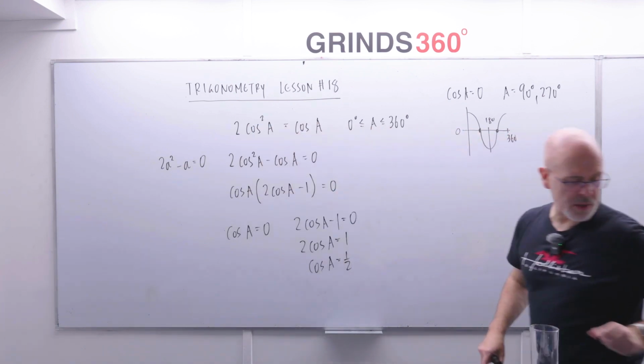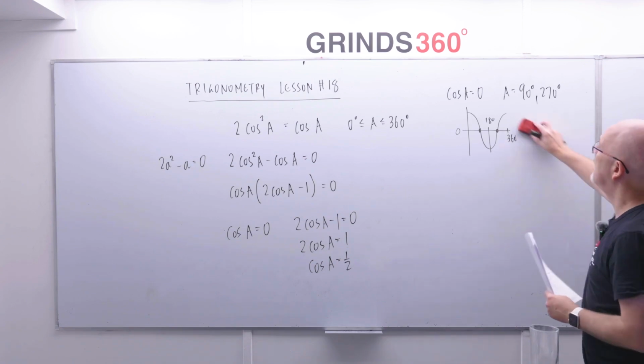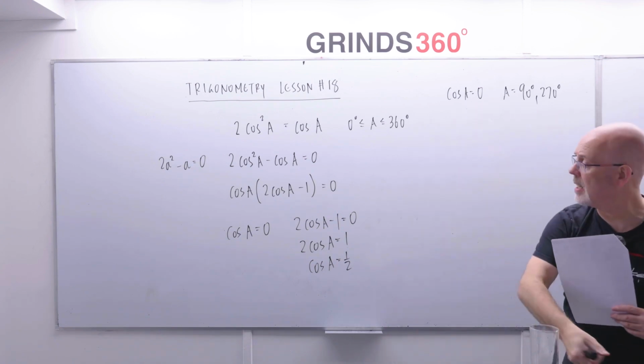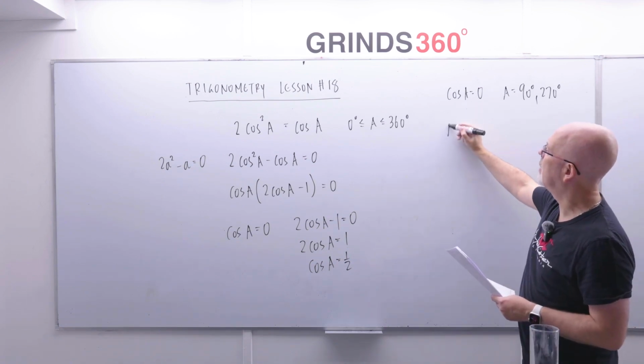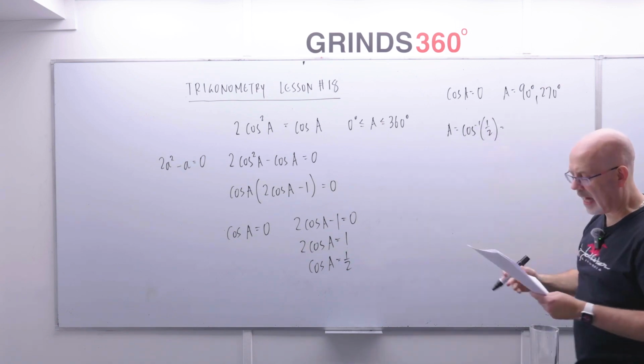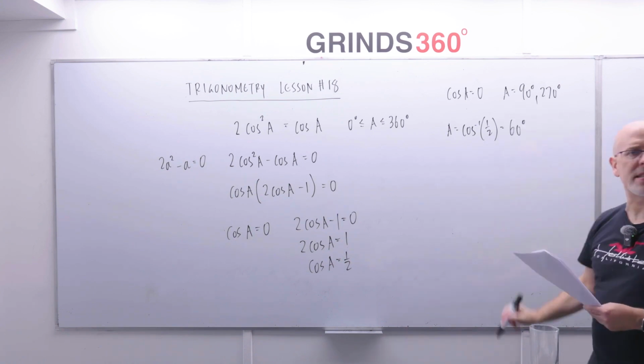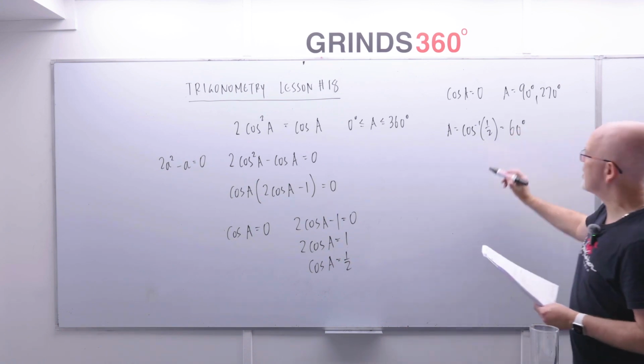So the other one then, cosine A is equal to 1/2. Well, we're back in familiar territory with that one. That's an equation like the ones we've been solving already. If I just say, look, A is the inverse cosine of 1/2, and my calculator is in degree mode because I'm looking for a degree answer. And that gives me a reference angle of 60 degrees. So the reference angle there is 60.